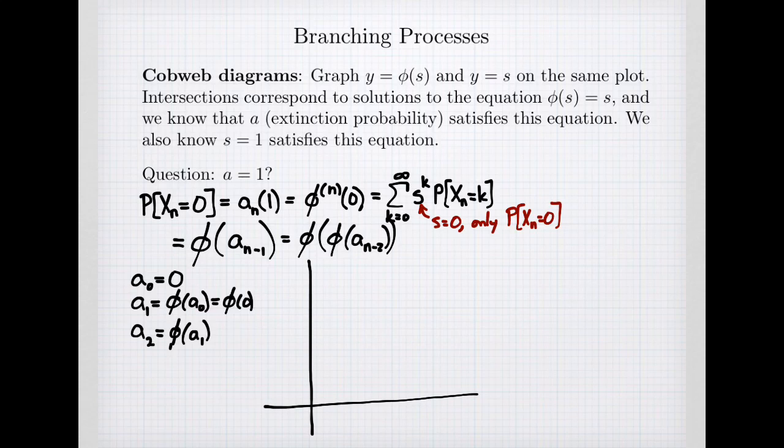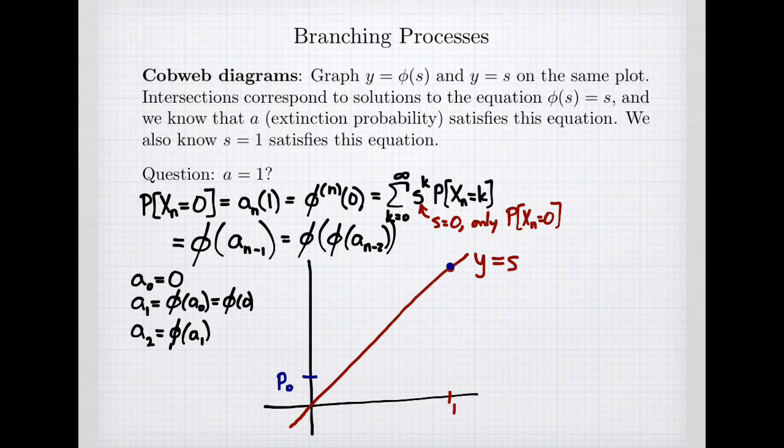At the top of this slide you can see we want to graph two things. We want to graph y equals s. So here's y equals s from 0 to 1, so here's 1. And we also want to graph the phi function. What did we learn in our previous class? We know it goes through 1. We know it starts above 0, because this is P0.